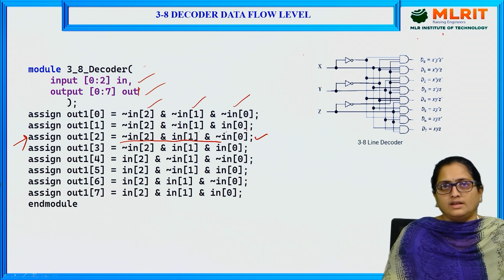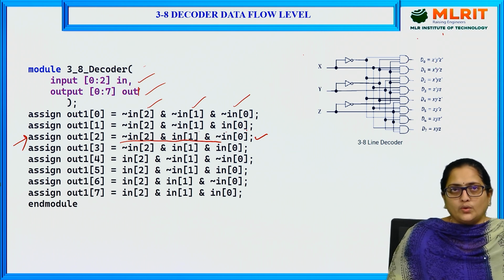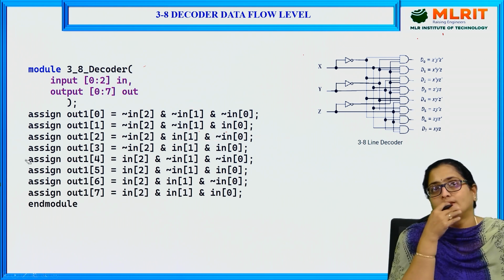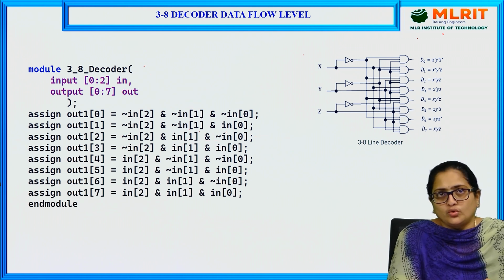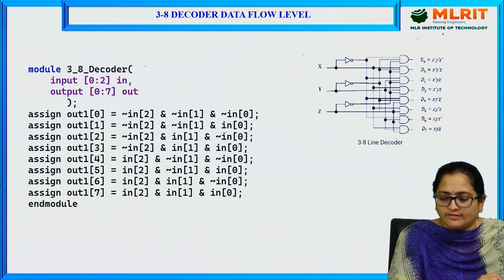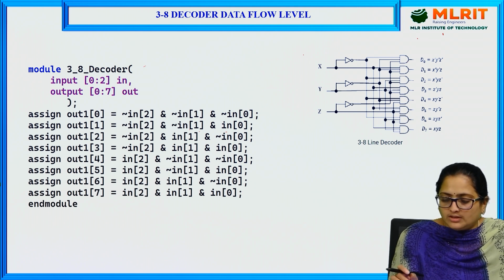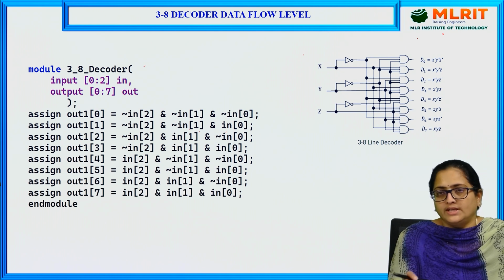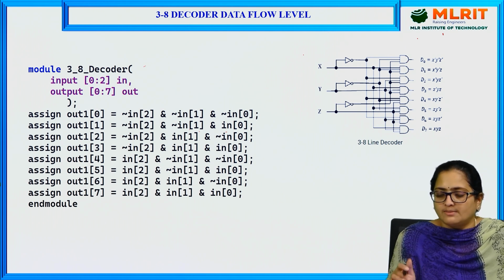The other level of designing a 3 to 8 decoder is the data flow level, and this data flow level can also be written by using a circuit. This is why we say that data flow modeling and gate level modeling resemble a circuit.